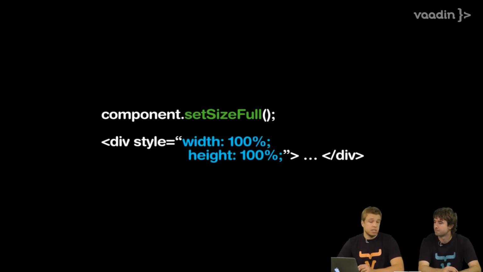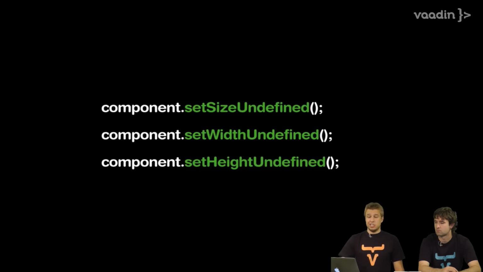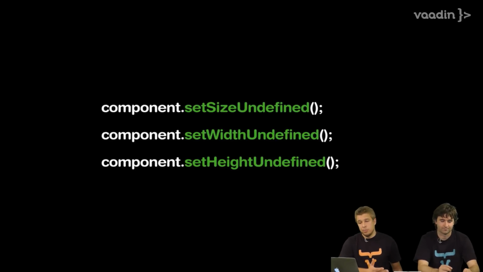Yeah, exactly. Another thing is that with older versions of Vaadin, you might have, for example, used set width to be -1 or set height to be -1. So this is mainly just an API cleanup or fix to make it more intuitive to define the sizes.